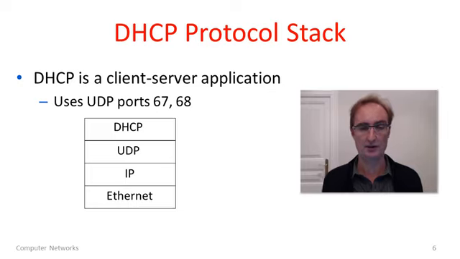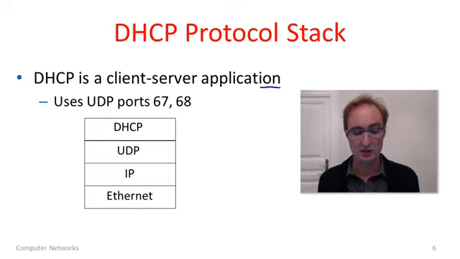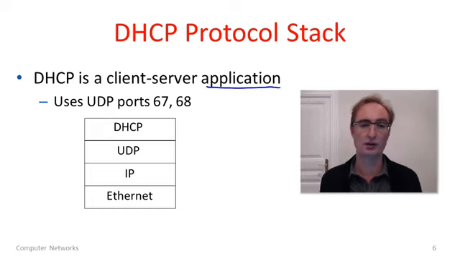Here's the protocol stack for DHCP. DHCP actually runs as a client-server application between the client that's on your machine when it's woken up and it's trying to talk to the network, and the server, which is running somewhere on the network. It runs on top of UDP, you can see here on the stack, and it uses UDP ports 67 and 68 to identify itself.